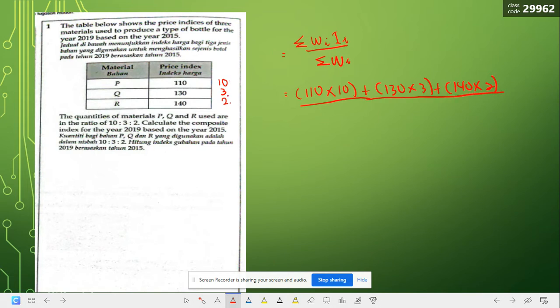Okay, so 10 plus 3 plus 2, 15, right? Okay, now, so you get 180. So the composite index is 180. Mean it increased, right? It increased 80%. Okay, the price is increased about 80%. So that's how you want to find the composite index.